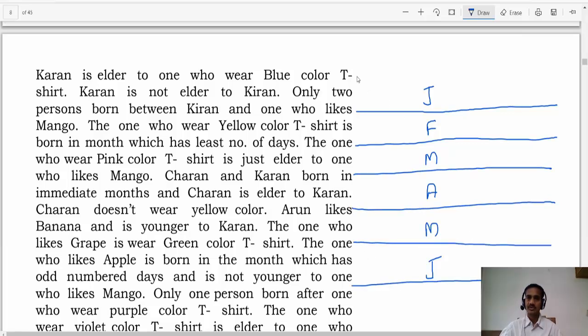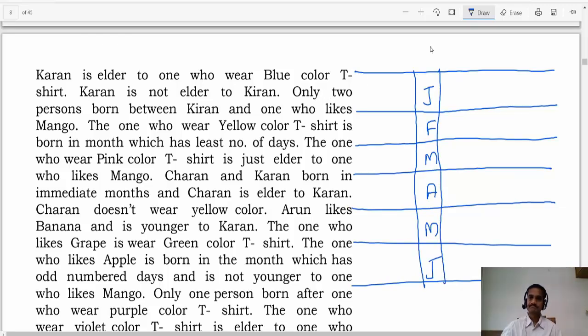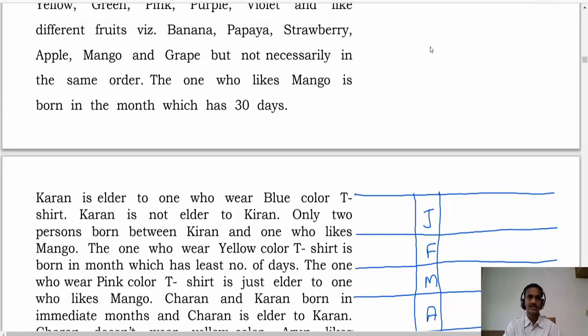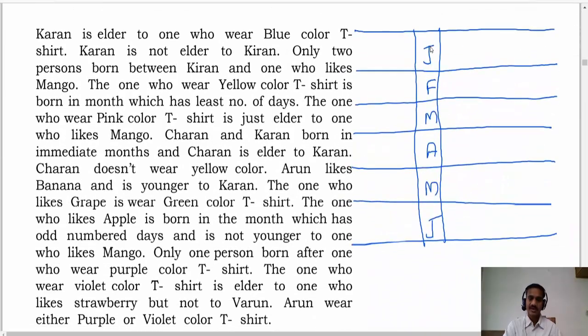All together, tell me how many are there? We have 6 months, Jan to June. Now in this Jan to June, condition number 1: the one who likes mango is born in the month which has 30 days. Mango is born in a month with 30 days, and which months have 30 days? April or June, right?